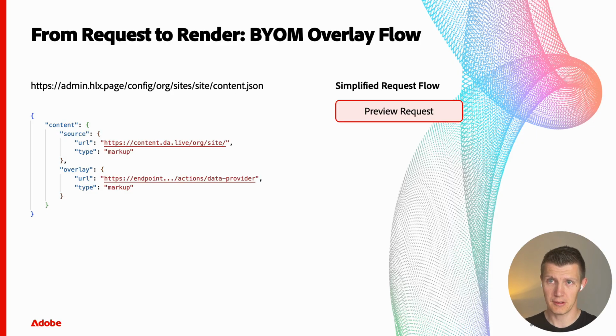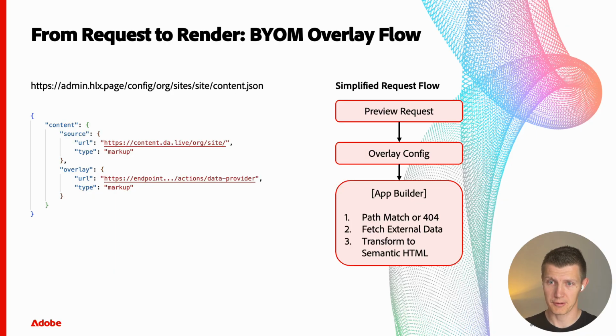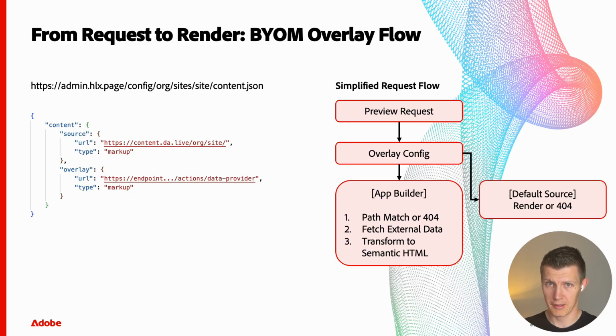When a preview request comes in, for example, /products/12345, Edge Delivery checks the overlay configuration and, if present, calls the overlay endpoint first. This means the request will always hit the App Builder action we've defined. That action is responsible for determining whether the path should be handled dynamically, and if not, it returns a 404. In that case, the request falls back to the default source, which in turn either responds with the requested resource or with a 404. If the path is considered valid, the App Builder action fetches the external content and transforms it into semantic HTML.